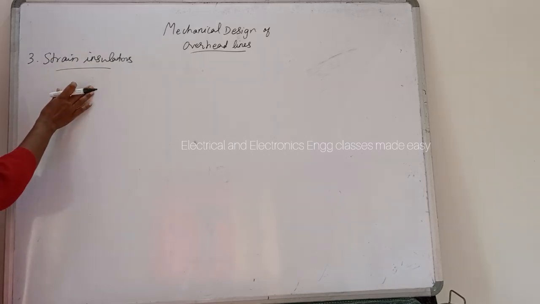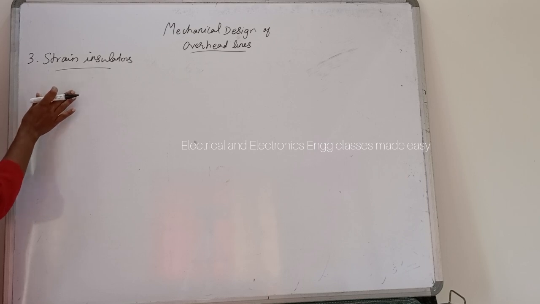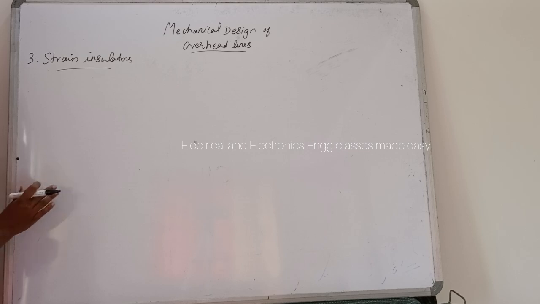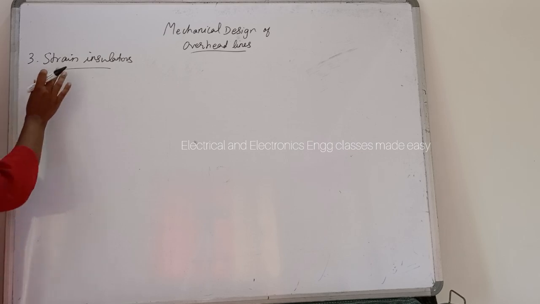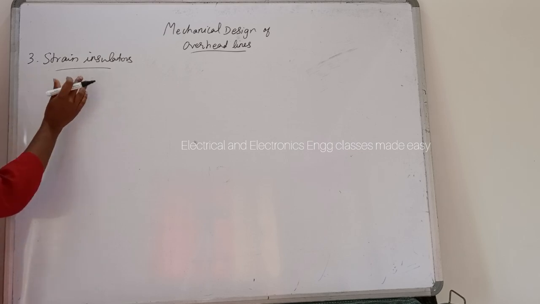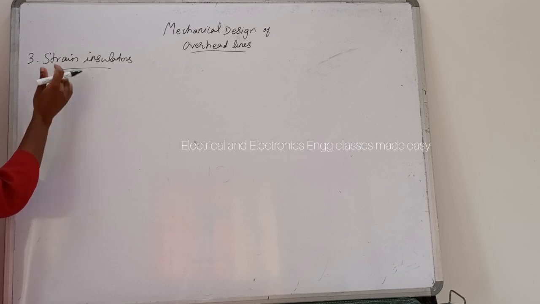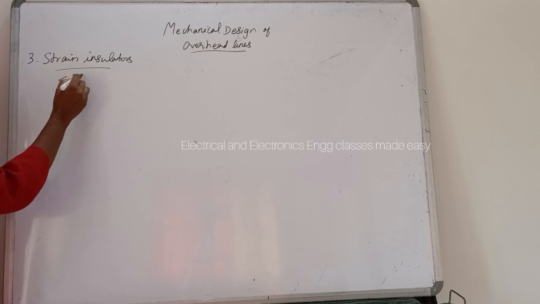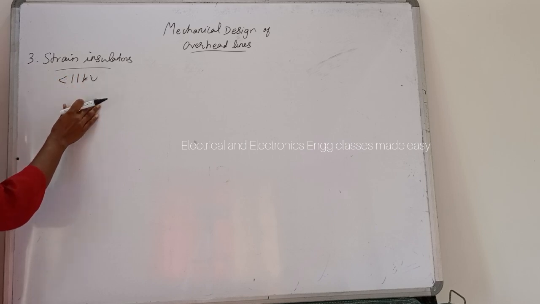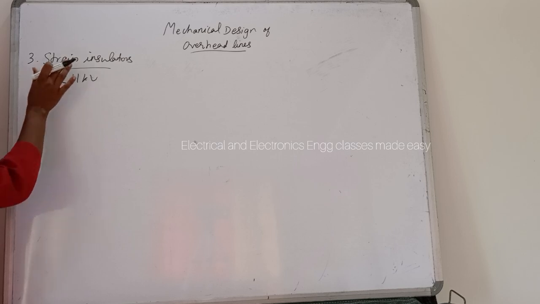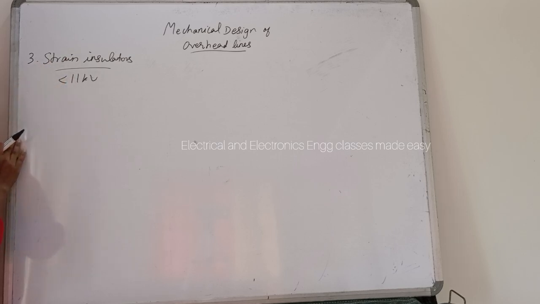Next is strain insulators. When there is a dead end of the line or there is corner or sharp curve, the line is subjected to greater tension. So, in order to relieve the line of excessive tension, strain insulators are used. That is for low voltage lines, that is less than 11 kV. Shackle insulators are used as strain insulators.